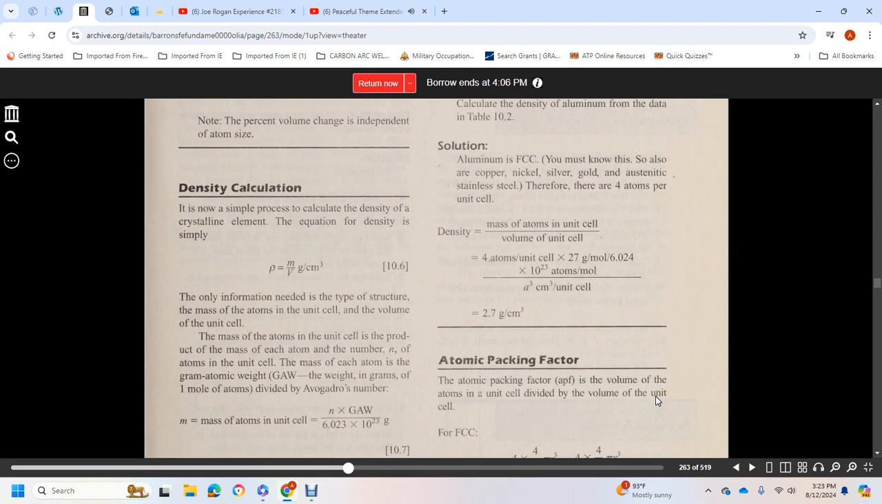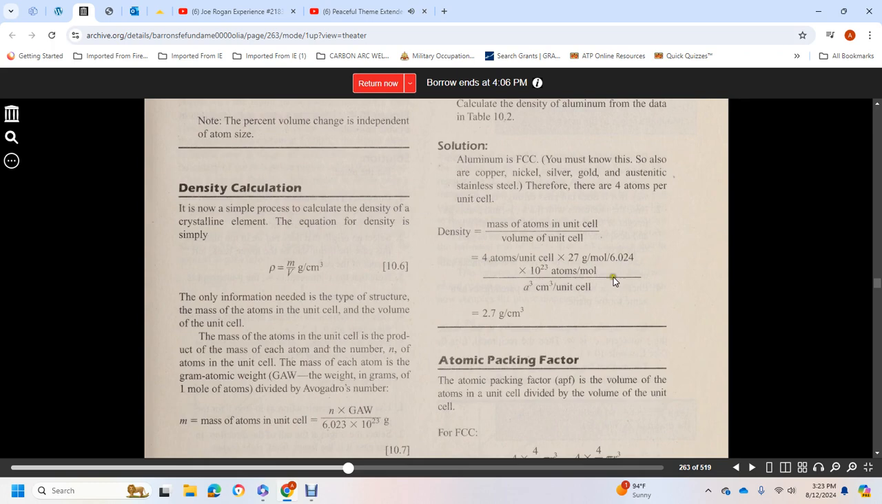It is not a difficult process to calculate the density of a crystalline element. The equation for density is simple. The only information needed for the type of structure is the mass of the atoms in the unit cell and the volume of the unit cell. The density is equal to the mass over the volume, in grams per cubic centimeter.